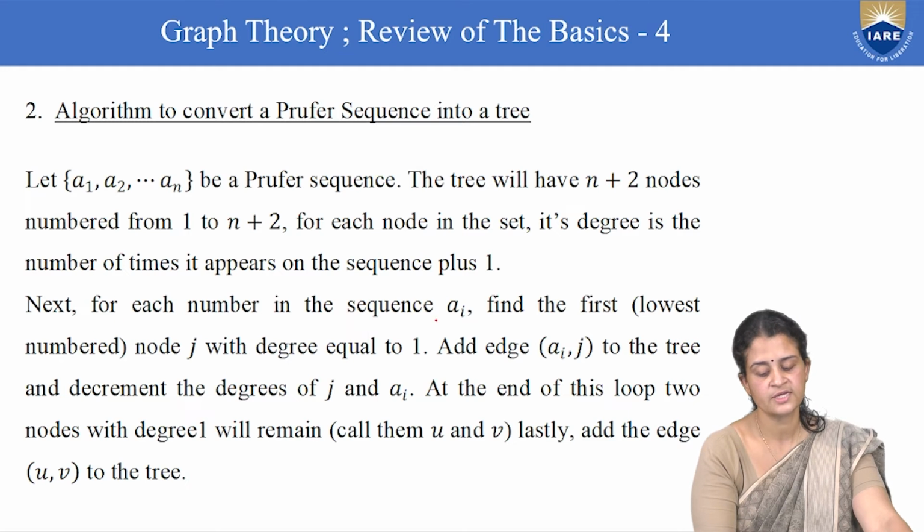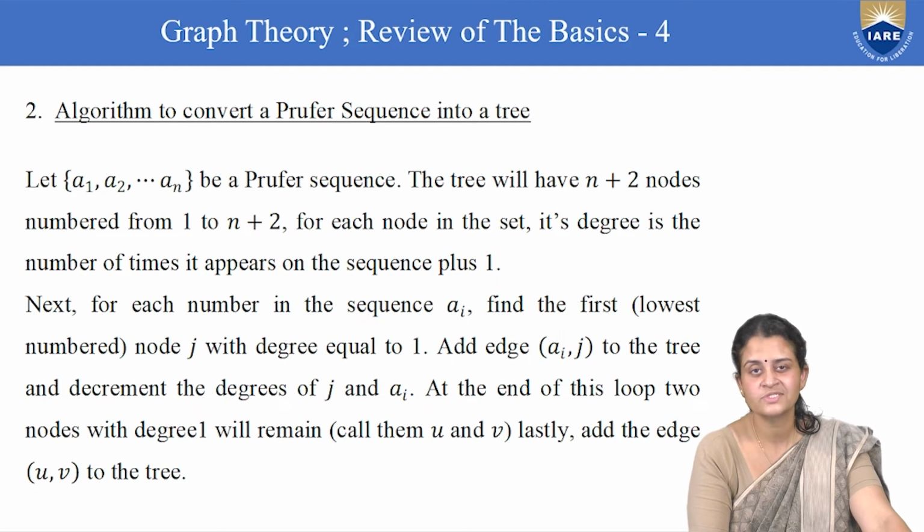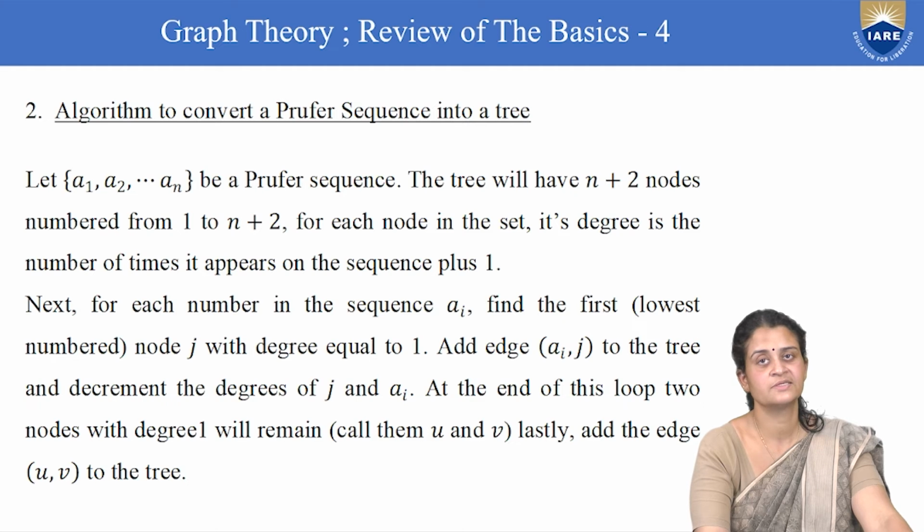Next, for each number Ai in the sequence, find the lowest number j with degree equal to 1. Add the edge j Ai to the tree and decrement the degrees of j and Ai. At the end of this loop, two nodes with degree 1 will remain. Call them u and v. Add an edge uv to the tree and we will get the final tree. It looks complicated, but we will see how it is.